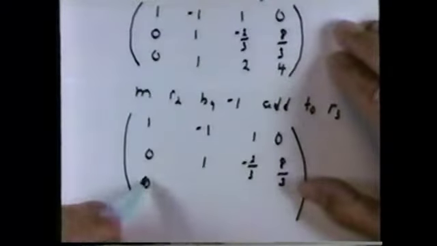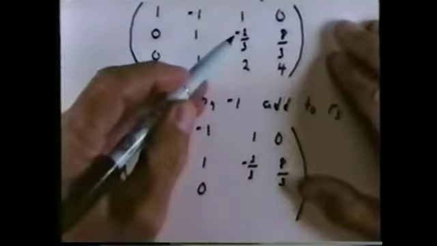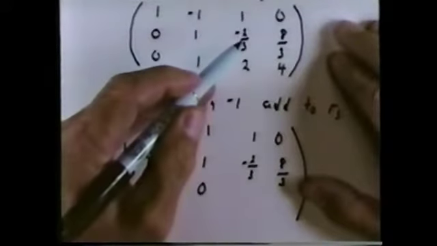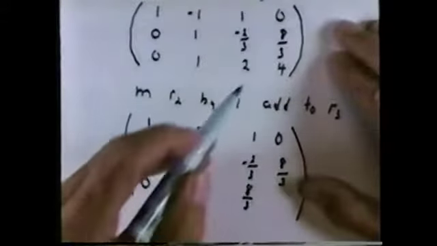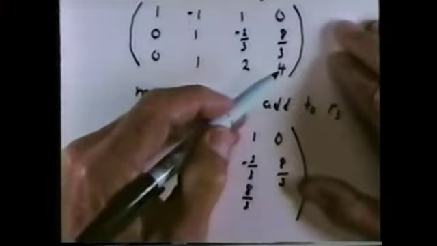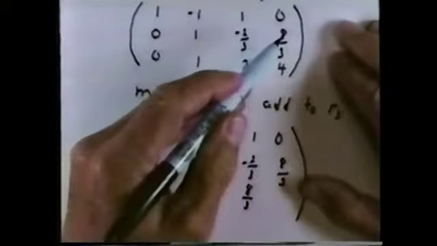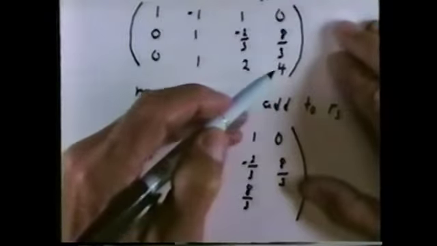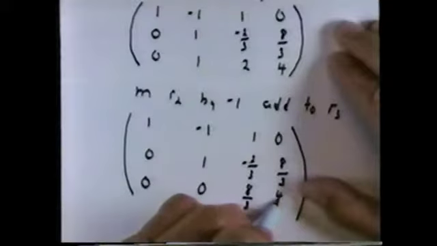Negative 1 times 0 is 0. 0 plus 0 is 0. Negative 1 times 1 is negative 1 plus 1 is 0. A negative 1 times a negative 2/3 is 2/3. 2/3 plus 2 is 8/3. This would be a negative 8/3 plus 4, which would be a negative 8/3 plus 12/3, which is going to be 4/3. Now let's check that again.